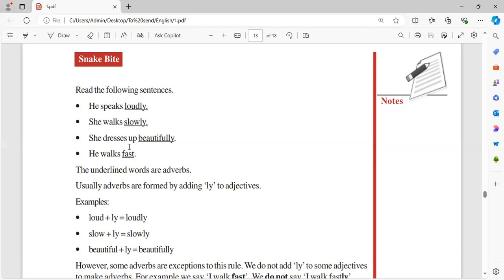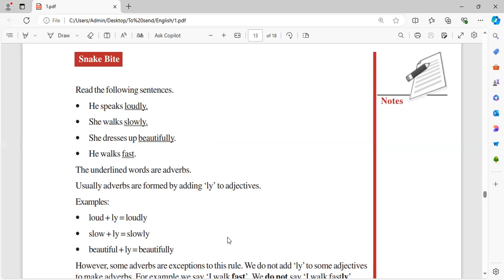See over here. He speaks loudly. She walks slowly. She dresses up beautifully. He walks fast. So the underlined words are called adverbs. Usually, adverbs are formed by adding ly to adjectives. So when there is an adjective and you put ly, it will mostly turn into an adverb.